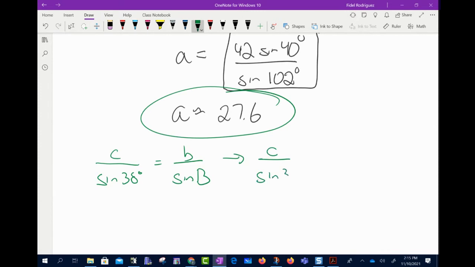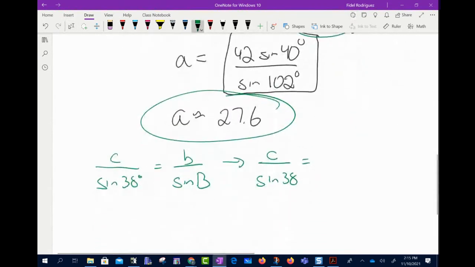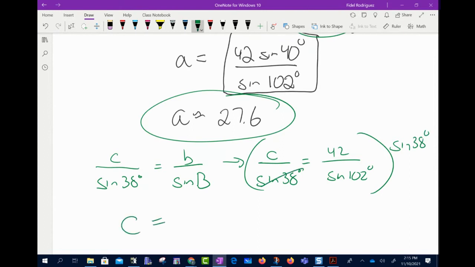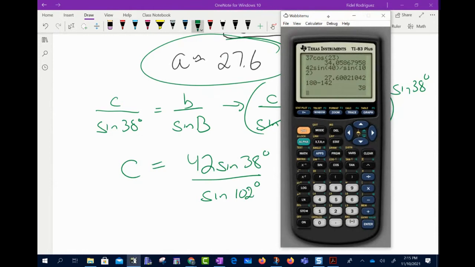So c equals the sine of 38. And let's see, we had already done what B was. It was 42 divided by the sine of 102. So 42 divided by the sine of 102 degrees again. So one more time, y'all, we'll multiply everything by the sine of 38 degrees so we can cancel this guy out. And we'll end up with 42 sine of 38 degrees divided by the sine of 102 degrees. That's my exact answer.